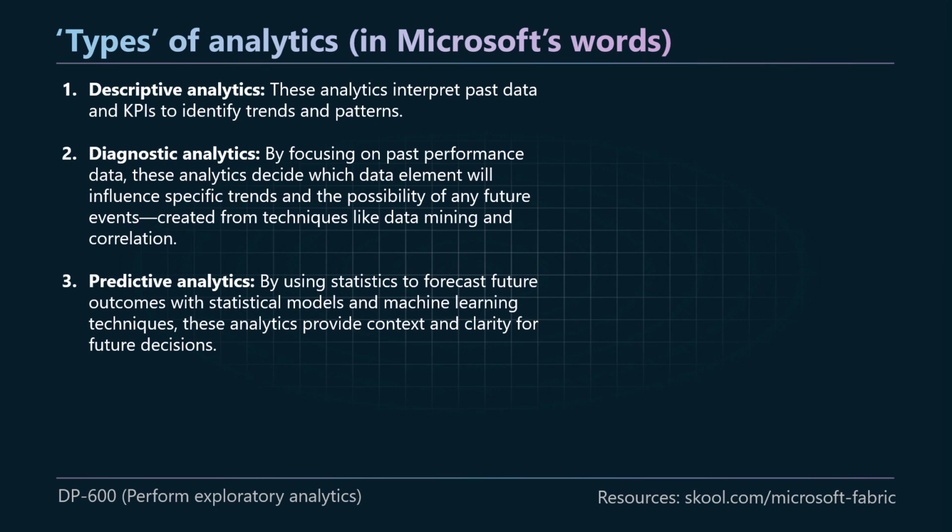Number 3 is predictive analytics. So with predictive analytics, we're going to be using statistics or machine learning as well to forecast future outcomes with statistical models and machine learning techniques, as I mentioned. Now, these analytics provide context and clarity for future decisions. So in predictive analytics, we're not just worried about what's happened in the past, but we're using that data, our historic data, to think about what might happen in the future with some amount of certainty.